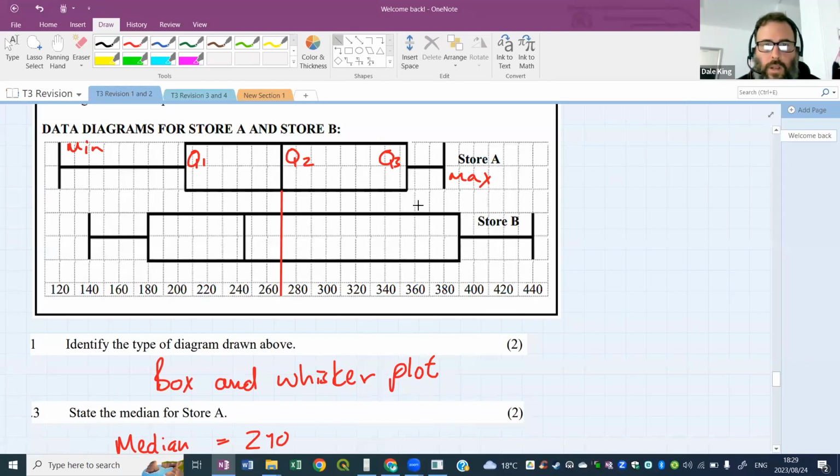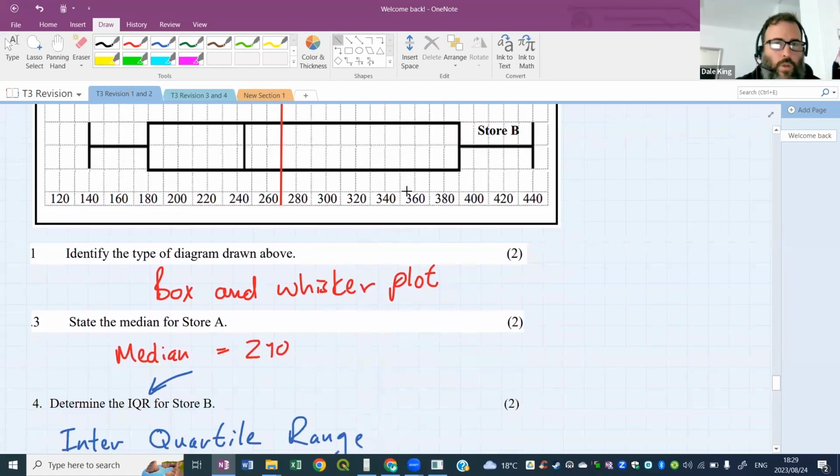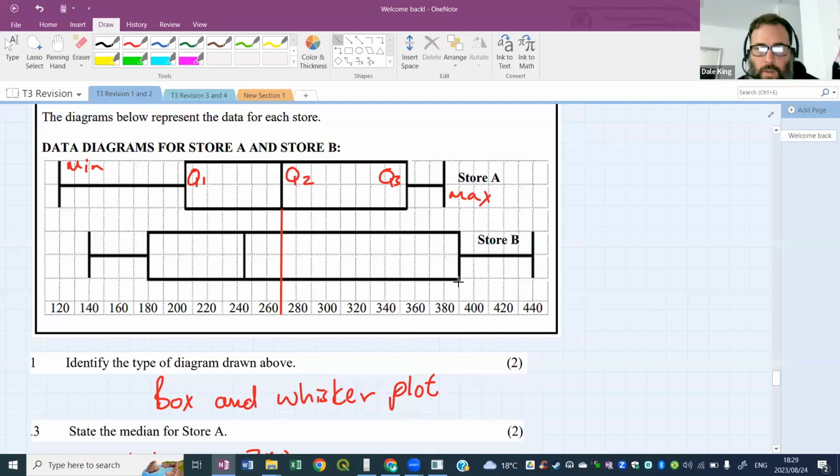Okay, let me just draw a line. Which store is it? Store B, sorry. Yes, store B, 390. So we're going down here. Store B, 390. I got you. Minus 180. So 390 on the right for Q3 and 180 on the left for Q1.